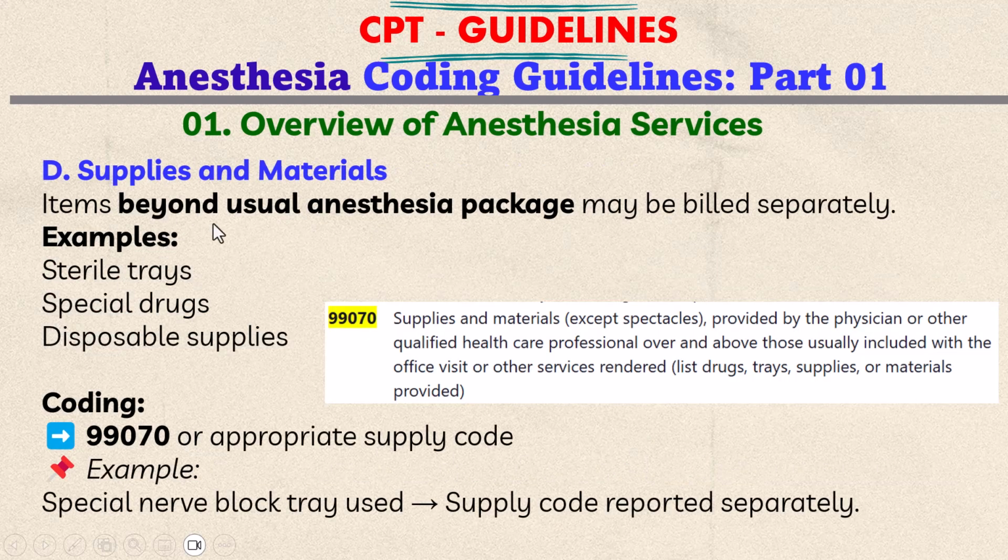Supplies and materials. Items beyond the usual anesthesia package may be billed separately. Examples are sterile trays, special drugs, disposable supplies. So those are coded using 99070 or the appropriate supply code. For example, a special nerve block tray used. So here the supply code is reported separately.